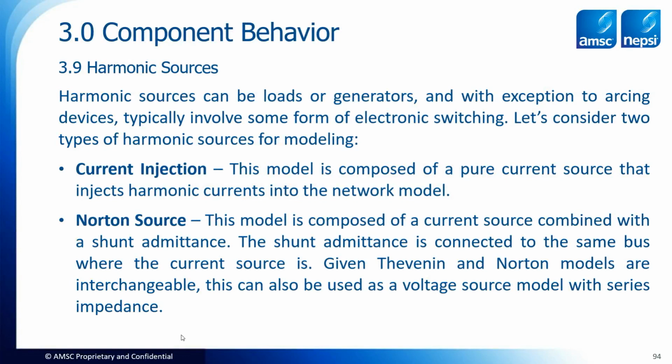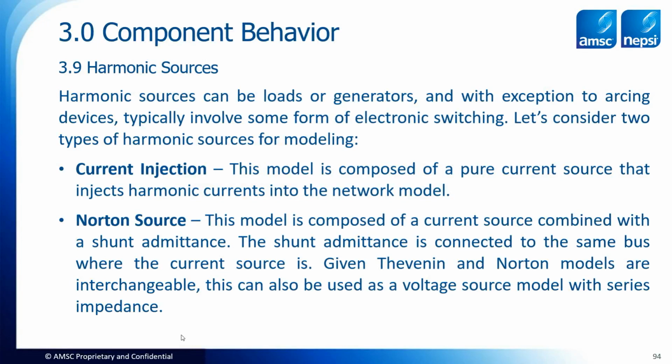So let's consider 2 types of harmonic sources. There's a lot more, but I like to break it down into 2 solid forms that I see used over and over again. That would be the straight current injection model and then the Norton source model. The current injection model is composed of nothing but pure current injection into the network, whereas the Norton source model is composed of 2 components. One is the current source, and the other one is the shunt admittance that goes with each individual harmonic.